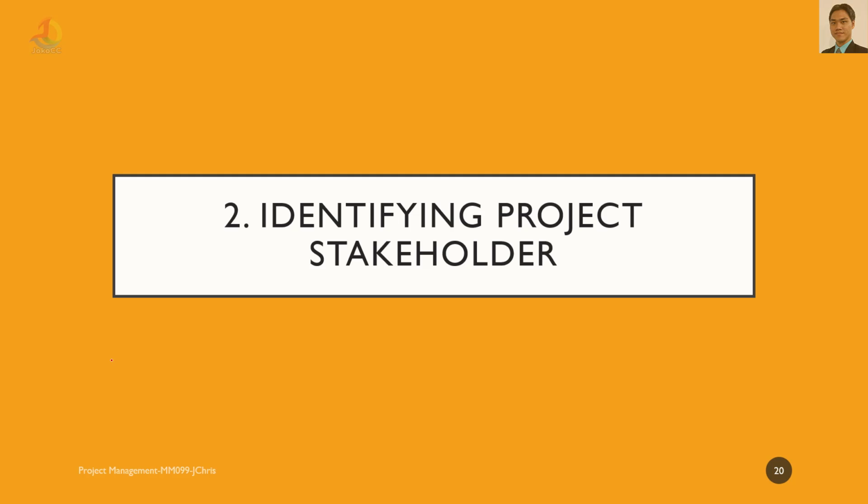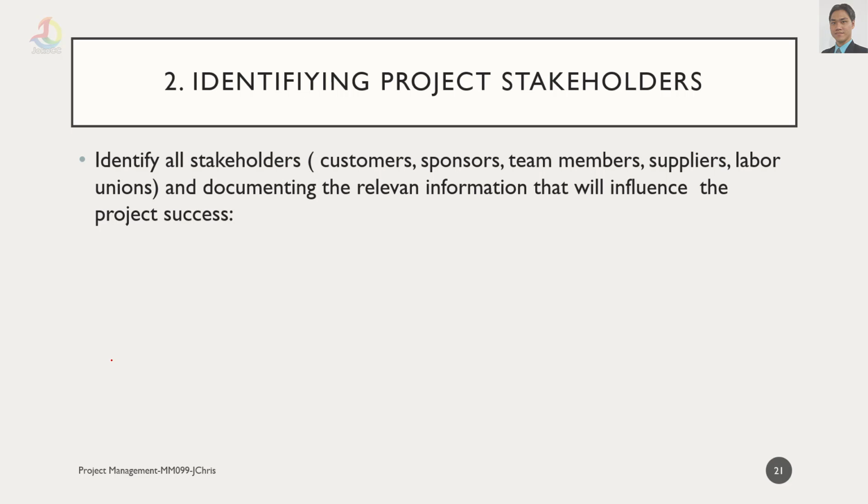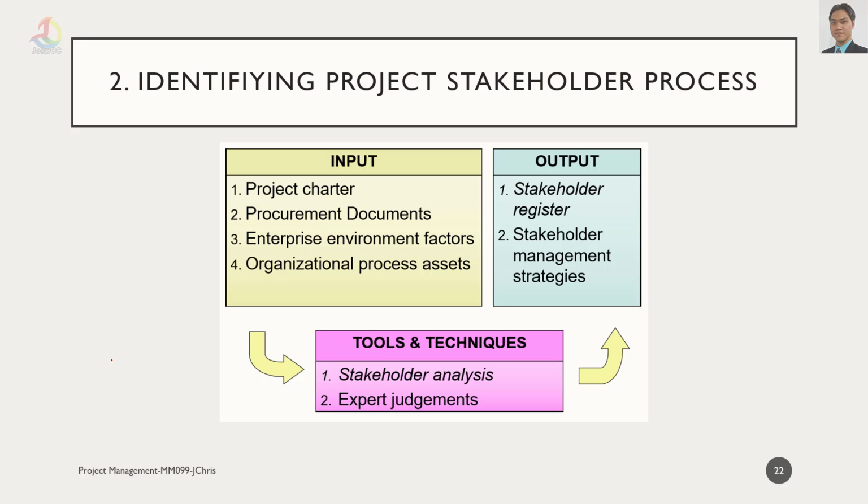Now, for the second part, we're going to talk about identifying the project stakeholder. Identifying the project stakeholders, which can be customers, sponsors, team members, suppliers, labor unions, and so on, and documenting the relevant information that will influence the project success. To identify the project stakeholder, there are three parts: the input, tools and techniques, and the output.